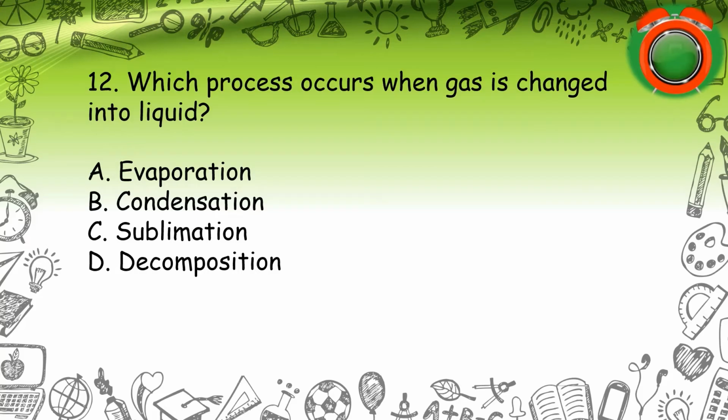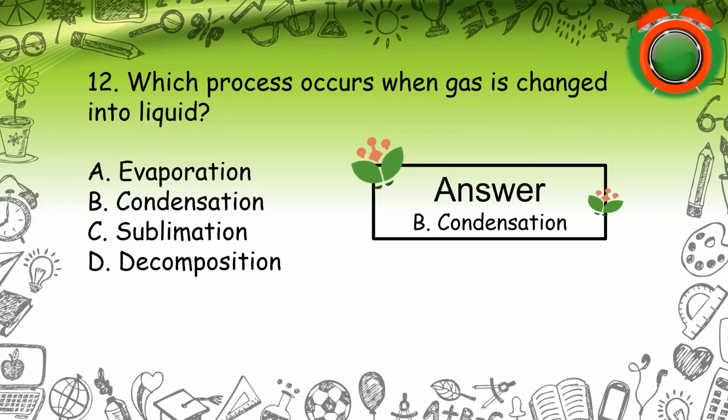Number 12 question. Which process occurs when gas is changed into liquid? A. Evaporation. B. Condensation. C. Sublimation. D. Decomposition. The correct answer is B.